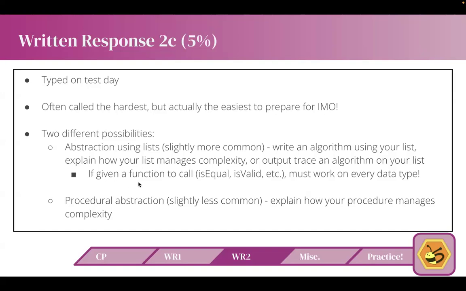So what I mean by this is, if you're given a function to call, for example, isValid is a common one, it must work on every data type. All that means is if you're given a function and they tell you to call that function in a specific algorithm that you're writing, you should be able to call that function, because it's going to work with every question.